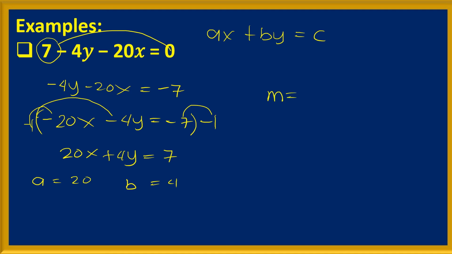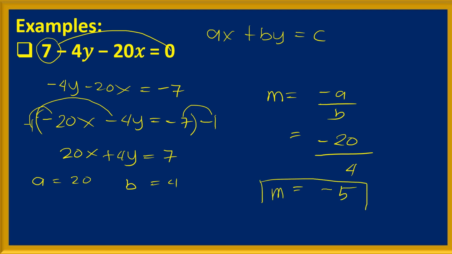Slope formula is equal to negative a over b. Substitute natin. So, negative 20 over 4. So, negative 20 divided by 4 is equal to negative 5. So, our slope is equal to negative 5.